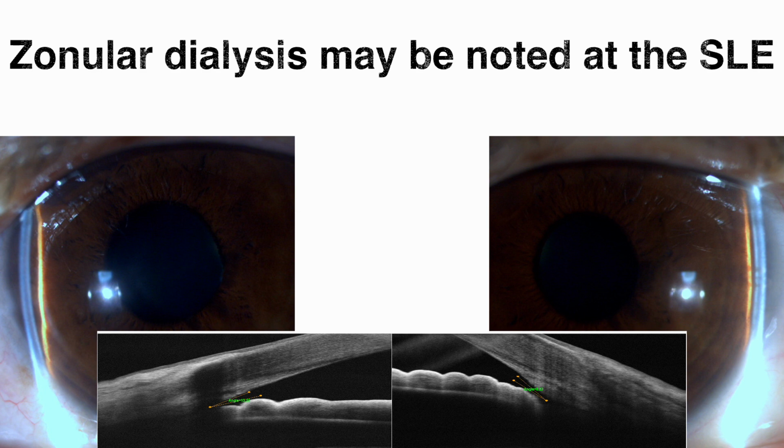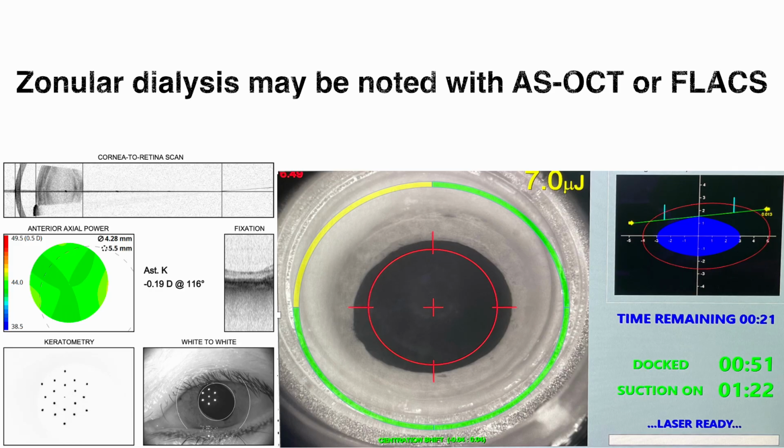The anterior chamber angle shows asymmetry. It's shallow at the temporal side. Sometimes they may present as acute angle closure glaucoma. Lens tilting can be detected at anterior segment OCT or Pentacam before cataract surgery.